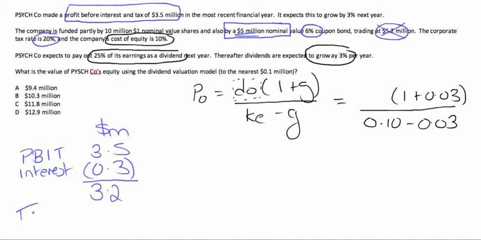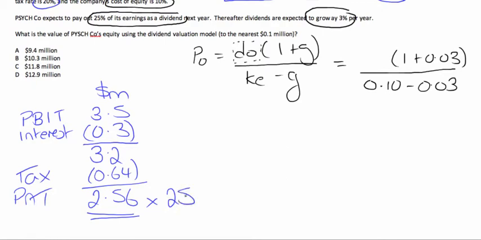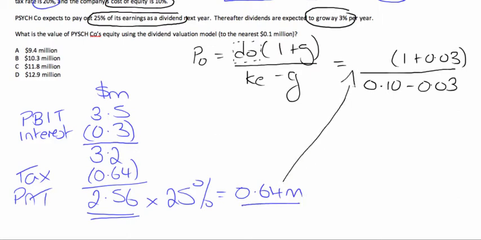So if we take off tax of 20% of 3.2, that is going to be 0.64. And then this will give us profit after tax of 3.2 minus 0.64, which is 2.56. 25% of this is going to be paid out as a dividend. So the dividend is going to be $0.64 million.